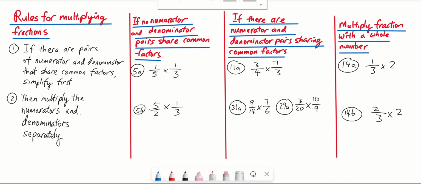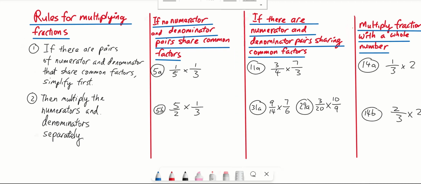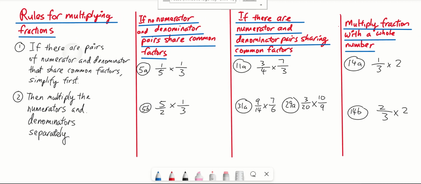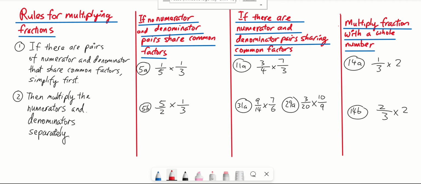All right, here are the rules for multiplying fractions. If there are pairs of numerators and denominators that share common factors, simplify first. Now you'll notice that in 5a and 5b, this is not the case, but I'll get to that in 11a and 31a.